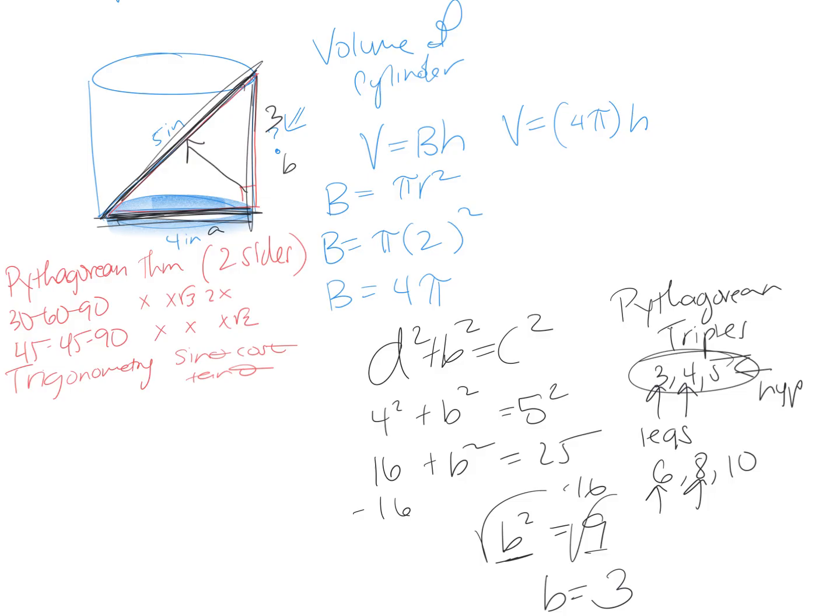So that saves time. But if you don't have to know those, you could just do the Pythagorean theorem. So now we have 4 pi times 3. This 4 pi was inches squared because it was the area of the base, and the 3 is inches. So we get 12 pi inches cubed. That's our volume. That was the easiest one.